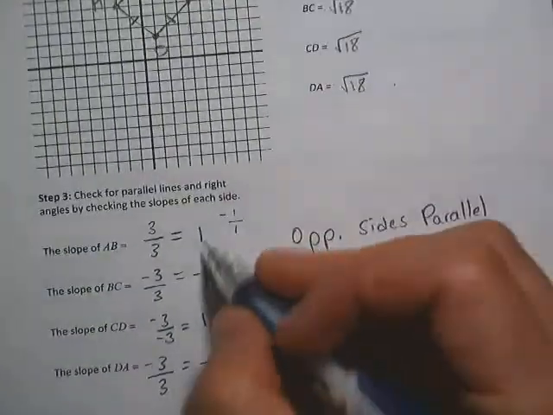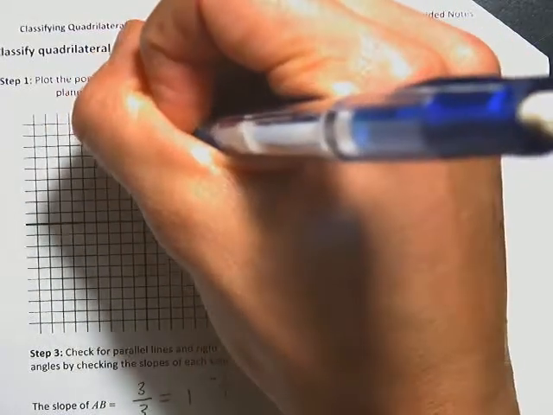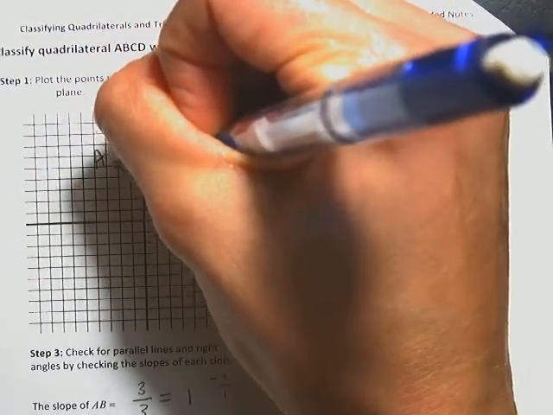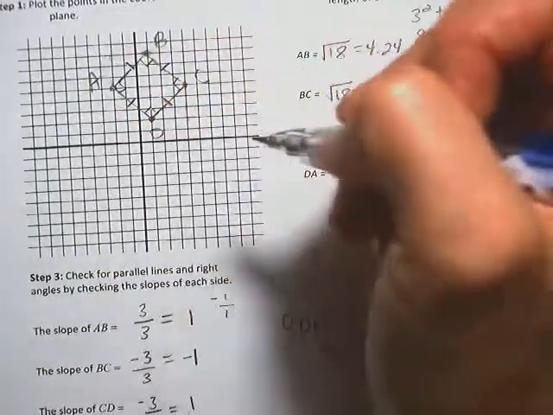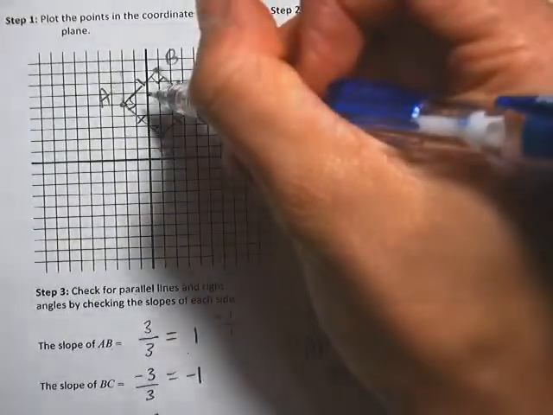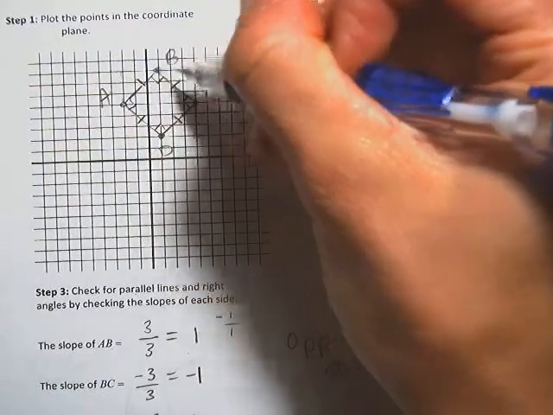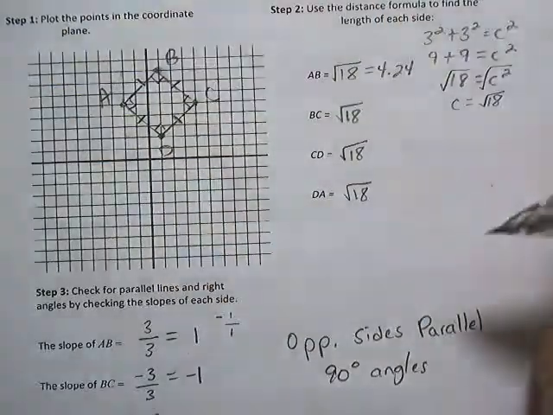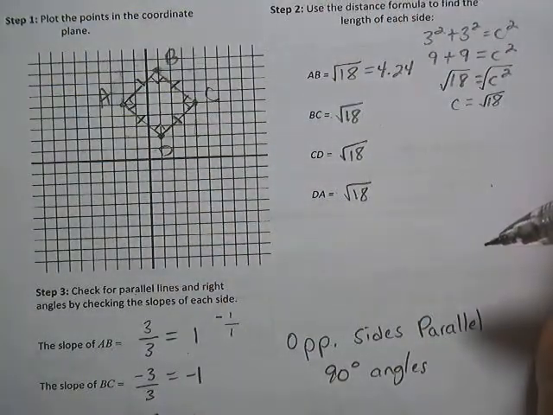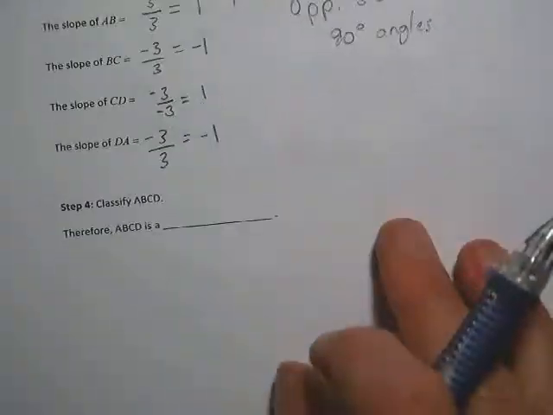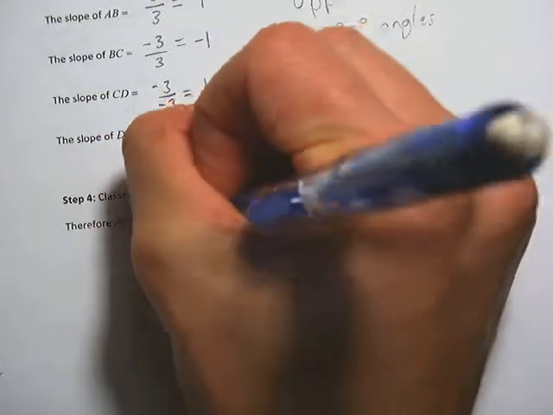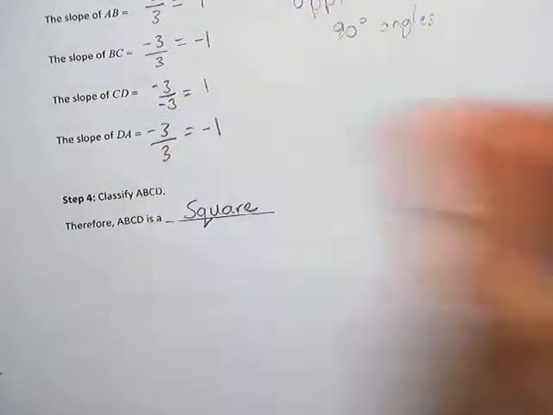So because it's true with all of them, we not only have congruent sides, but 90-degree angles and parallel lines. So what does that mean? Well, which figure has 90-degree angles and congruent sides and opposite sides that are parallel? Well, that would be a square. So this one is a square. Okay.